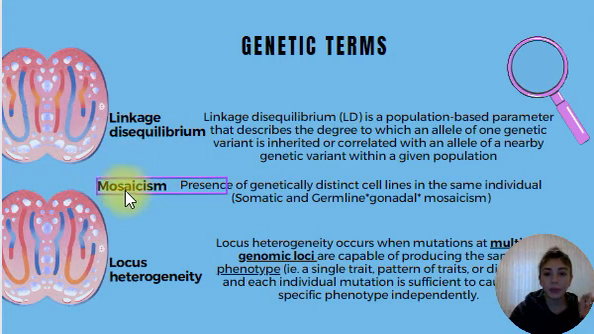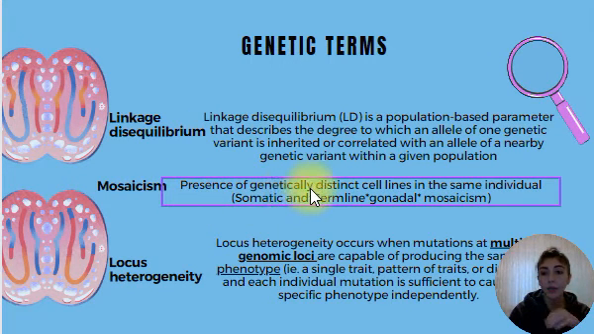So next we will talk about mosaicism. Mosaicism, we already talked about it yesterday, is presence of genetically distinct cell lines in the same individual, right? We have somatic and germline gonadal mosaicism. When we talk about somatic mosaicism, we talk about cells in our bodies. For example, you have a girl with features of Down syndrome, but you're not sure if she has it. And then you do genetic evaluation and you see that certain cells have pathologic 21 chromosome and certain cells are normal. This is somatic mosaicism. So in one person you have some cells pathologic, some cells normal.